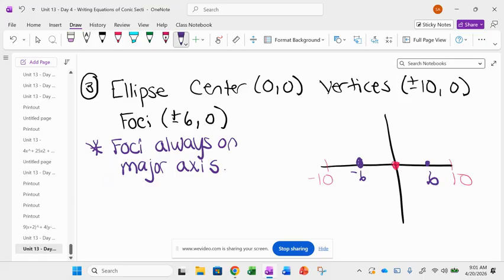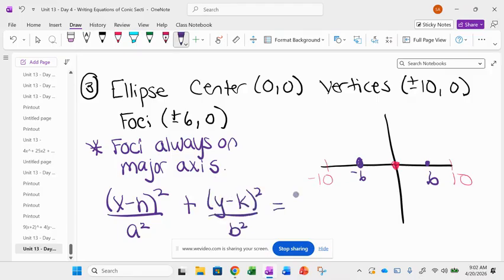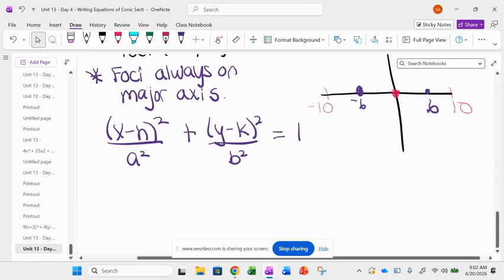So here, because it's a horizontal ellipse, it's going to be x minus h squared over a squared plus y minus k squared over b squared equals 1. And now remember, in an ellipse, a squared is always bigger than b squared. Is a squared always bigger than b squared in a hyperbola? No. And when we make a circle look like an ellipse, what do we know about a squared and b squared? They are the same. Exactly.